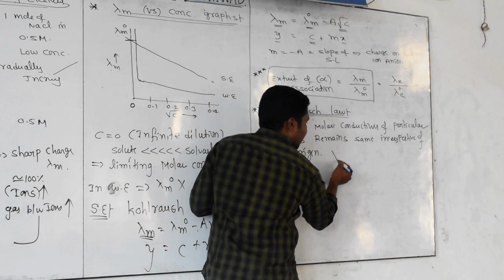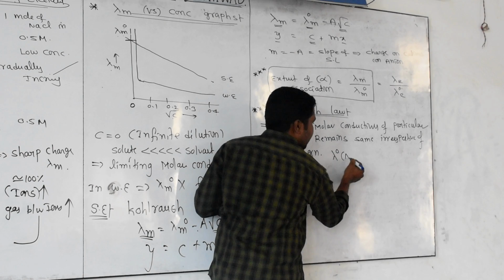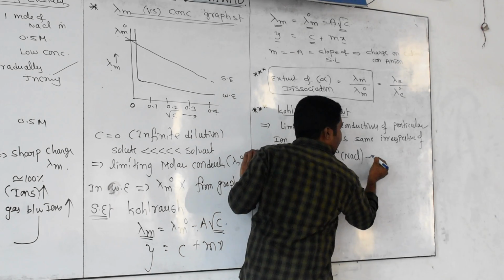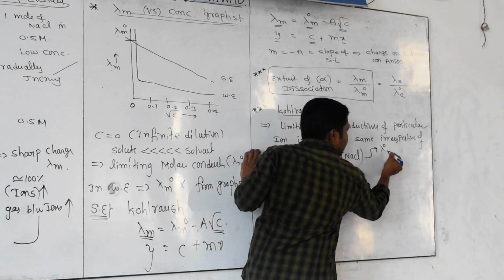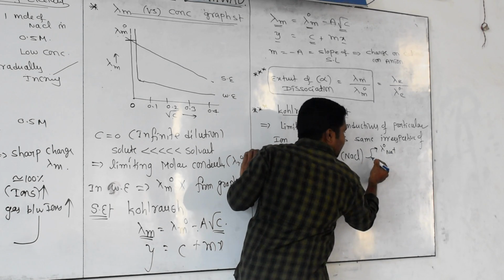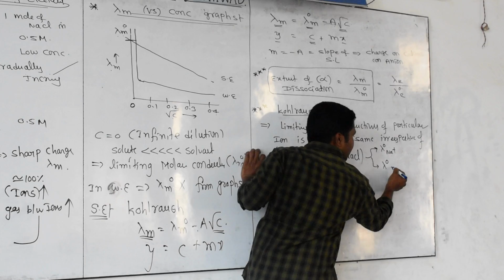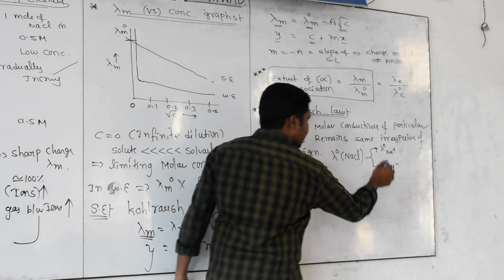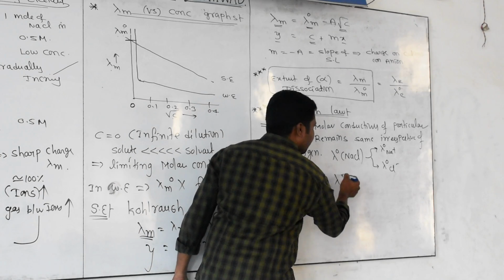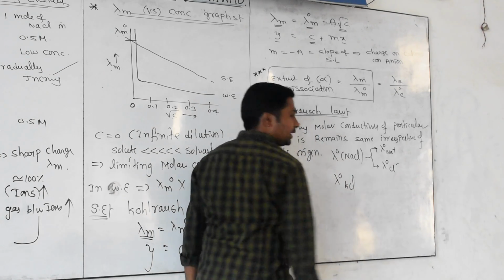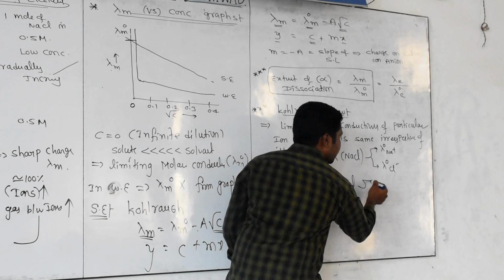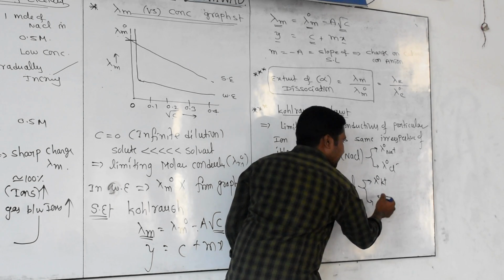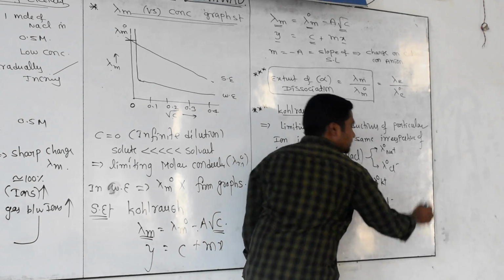Once you check it, lambda naught of NaCl is there. From this what can we get? Limiting molar conductivity of Na plus. From this what can we get? Limiting molar conductivity of Cl minus. And also I will take another chemical. Take limiting molar conductivity of KCl. From this what can we get? Limiting molar conductivity of K plus, and limiting molar conductivity of Cl minus.